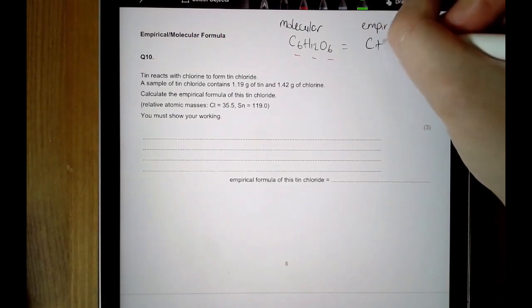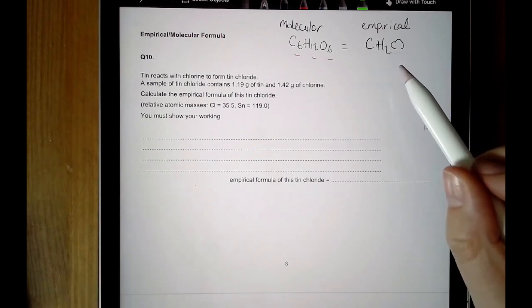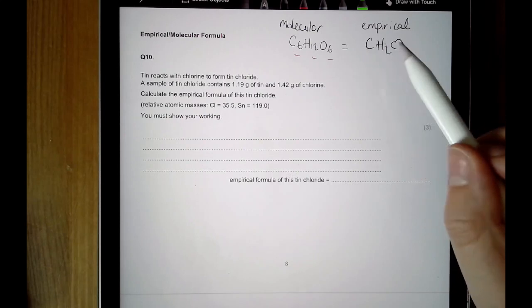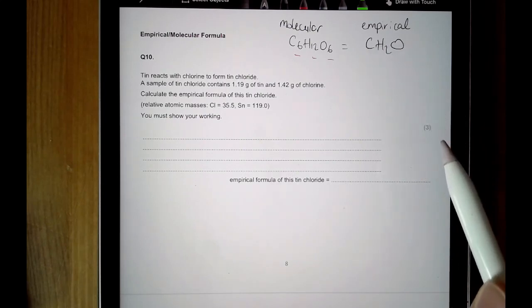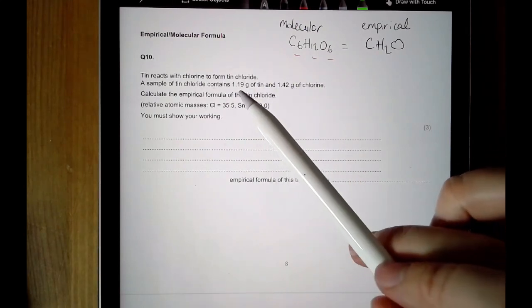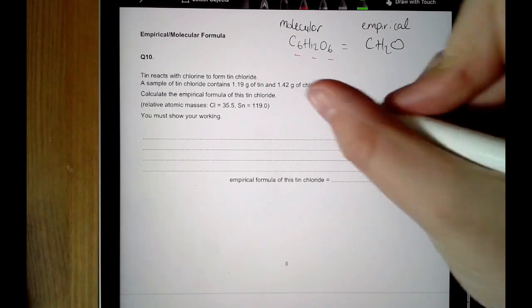If I divide across by 6, I get CH2O. That's the simplest whole number ratio. So you can see that you've got double the amount of hydrogen compared to carbon and oxygen. Simplest whole number ratio is the empirical formula. In these questions, you're given mass and you're asked to work out what that simplest whole number ratio will be.